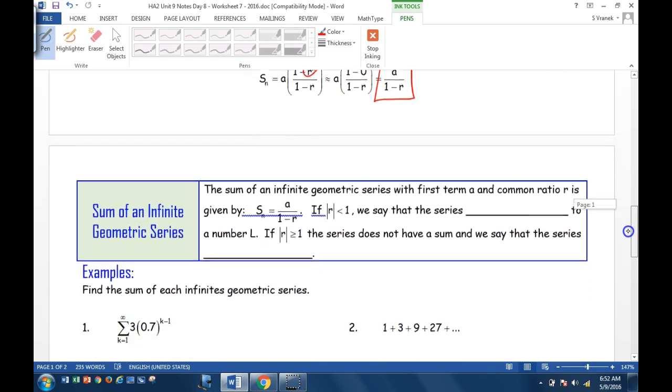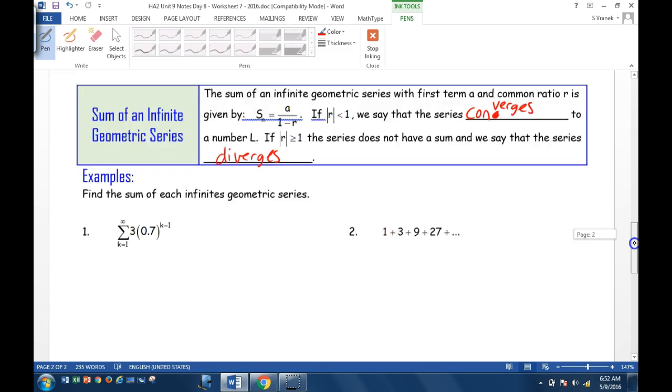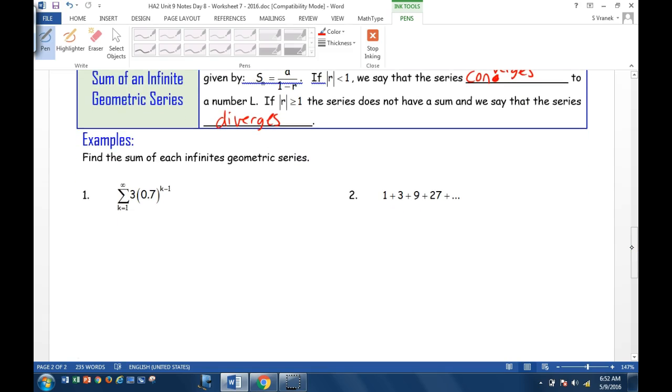Now, this only works if the series is getting smaller each time. In order for it to get smaller, the absolute value of r needs to be less than 1. And if it is, we say the series converges. If the absolute value of r is greater than 1, then it diverges, which means we cannot do the problem, because if it's diverging, it's not converging on one number, one sum.